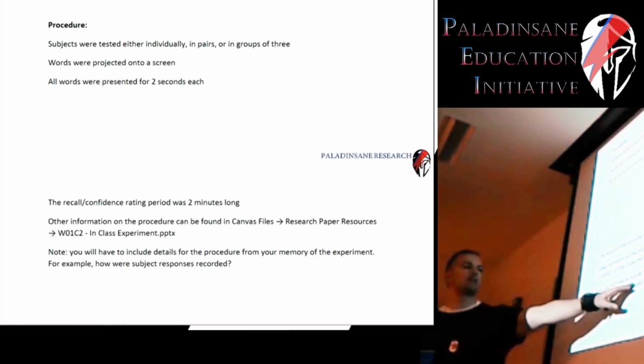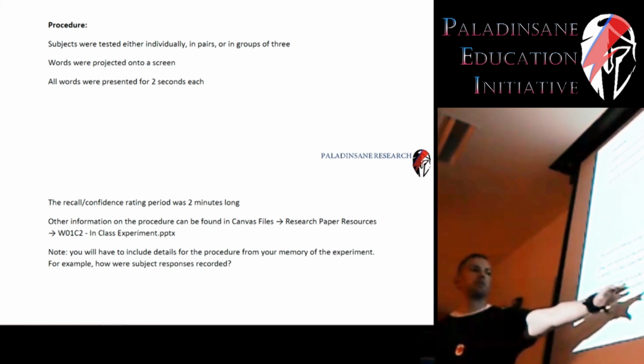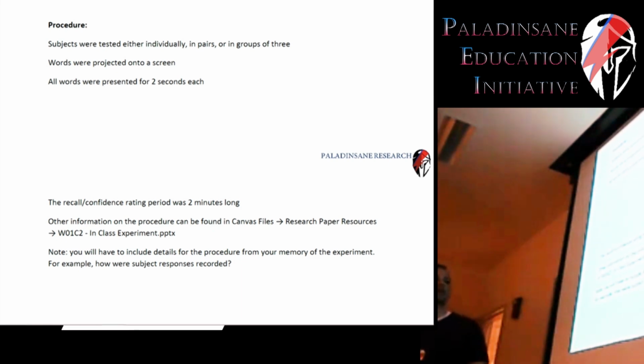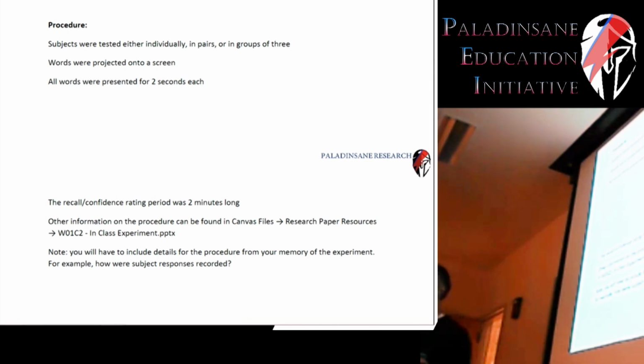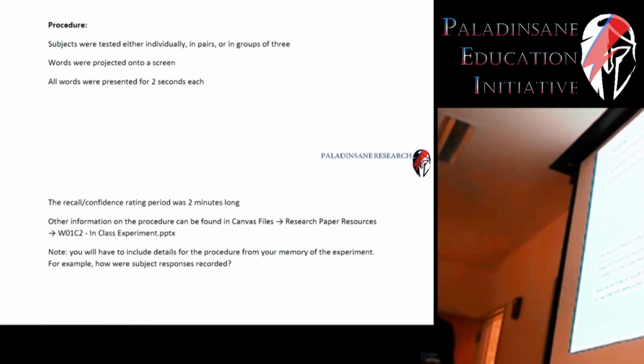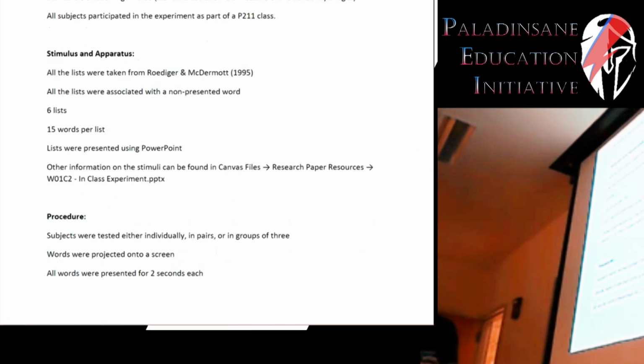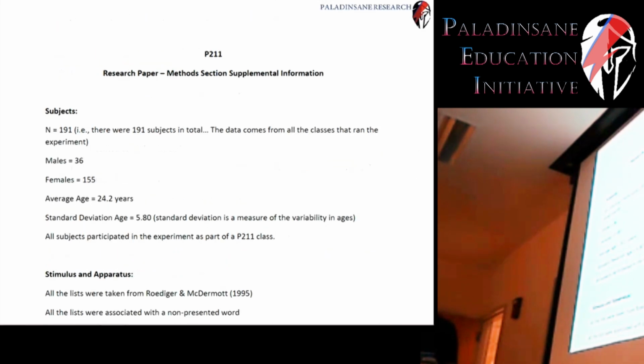And also how you will have to include details for the procedure from your memory of the experiment. For example, how were subject responses recorded. So this will give you all that supplemental information that you probably wouldn't have access to without this. And then also, this is your bare minimum of what needs to go into the method section.